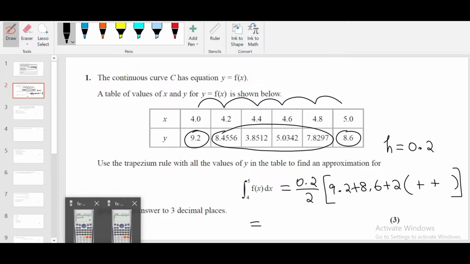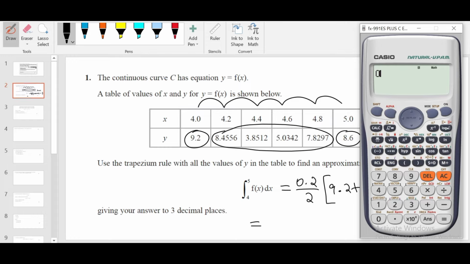So it's 0.2 by 2, which is 0.1, times the first y value plus the last y value, plus 2 times the rest of the y values: 8.4556 plus 3.8512 plus 5.0342 plus 7.8297. Close the bracket and then close the bracket again.